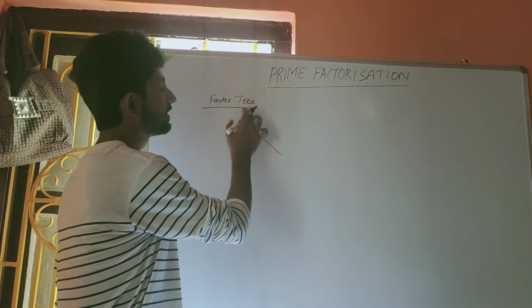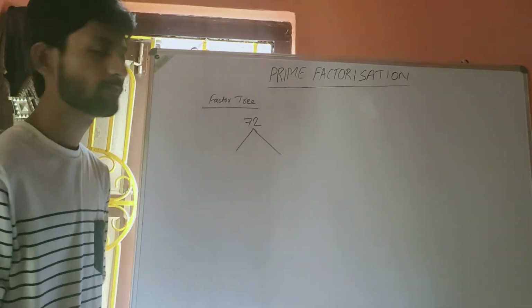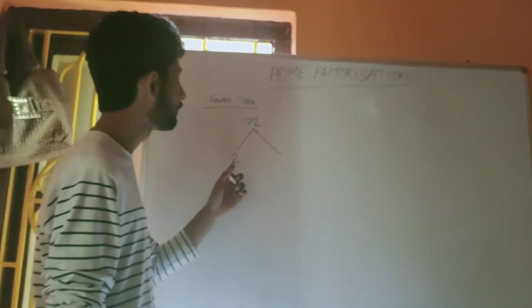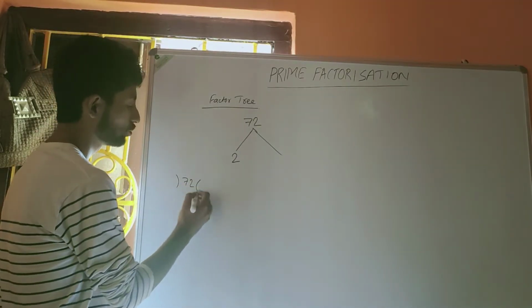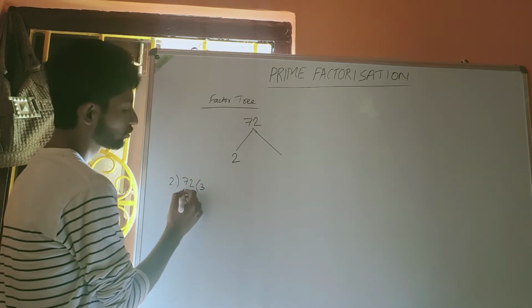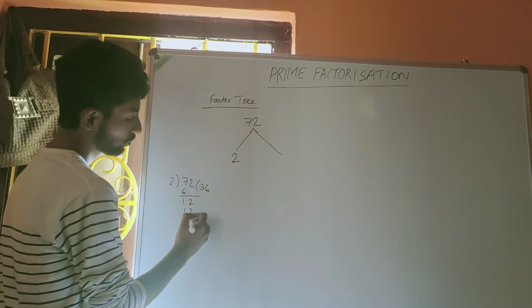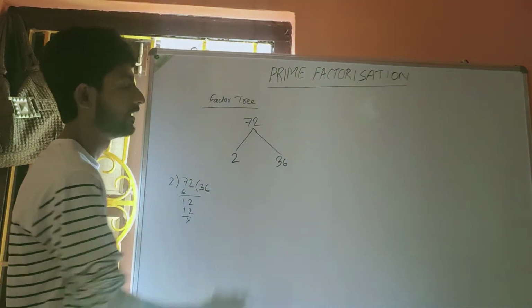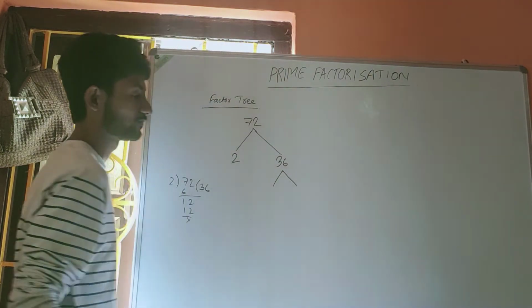Now it will go with 2. 72 is divisible by 2. So on one hand there will be 2, and if we divide 72 by 2, what will you get? 72 divided by 2 is 36. So 36 will be here. Now 36 can be factorized.